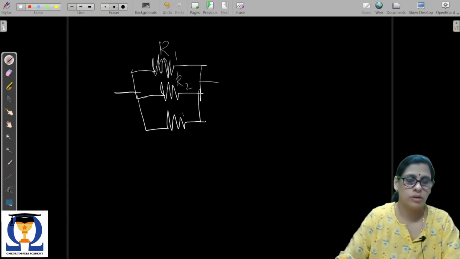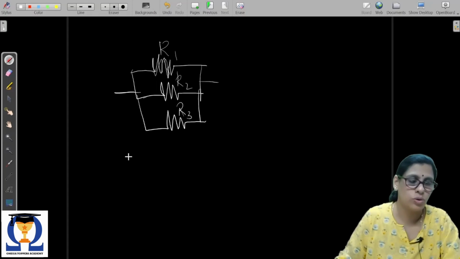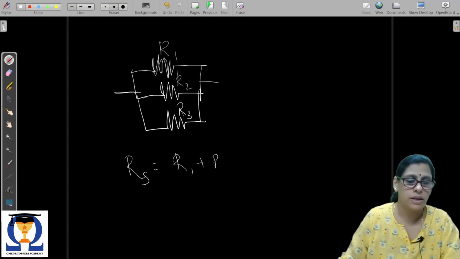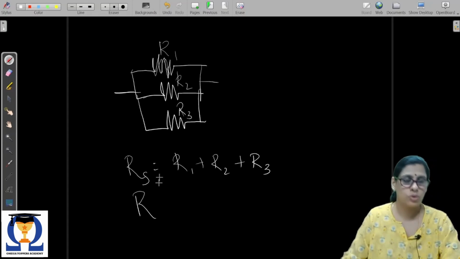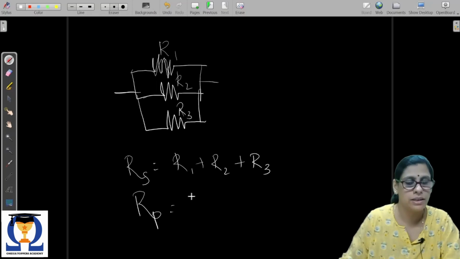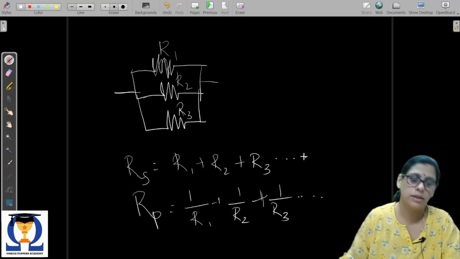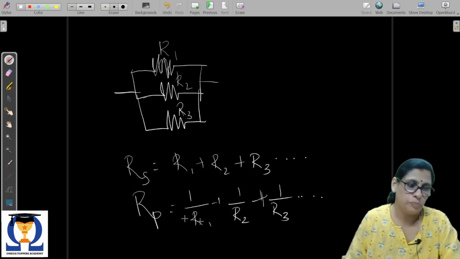R1, R2, R3. So when we have to calculate the total amount of resistance in a series, it is denoted by the symbol RS, given by R1 plus R2 plus R3, while if the resistors in a circuit are connected in parallel, then it is given by 1 by R1 plus 1 by R2 plus 1 by R3. It can go on depending on the number of resistors in the circuit.